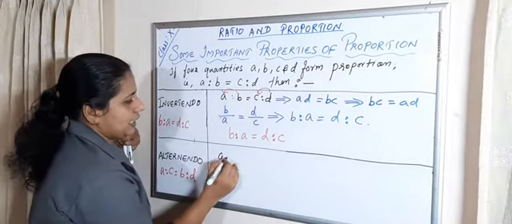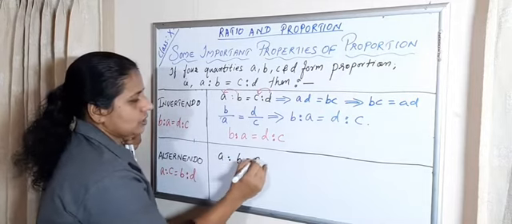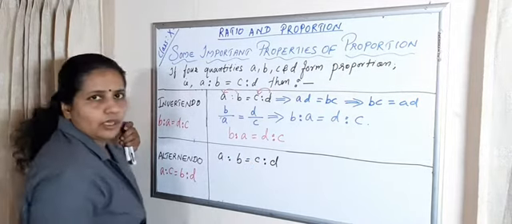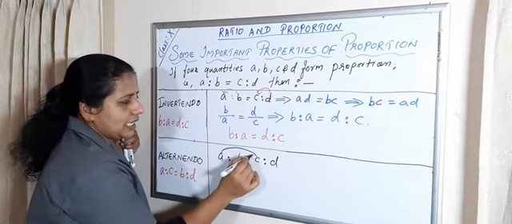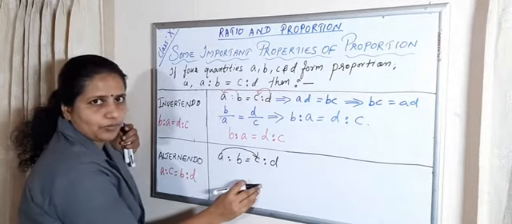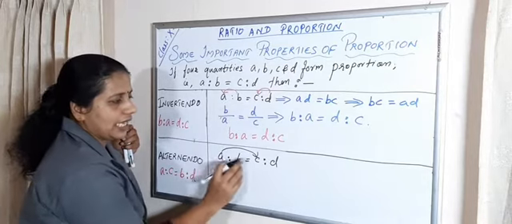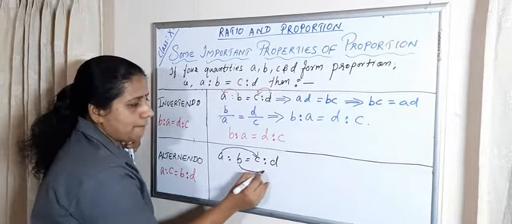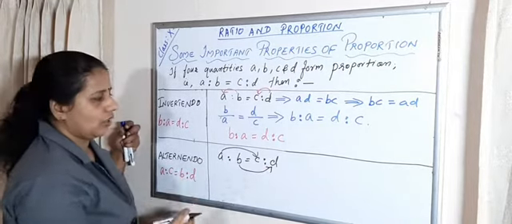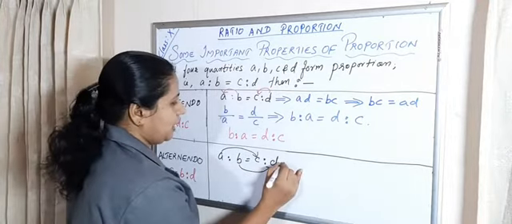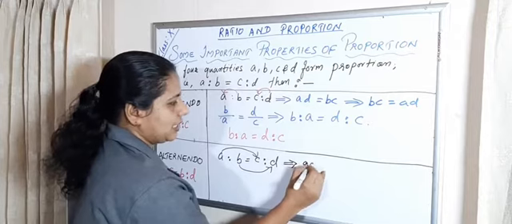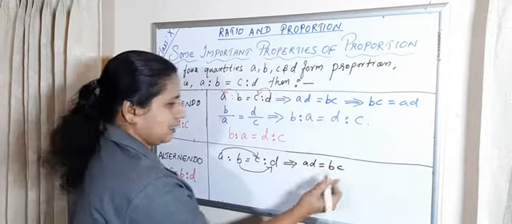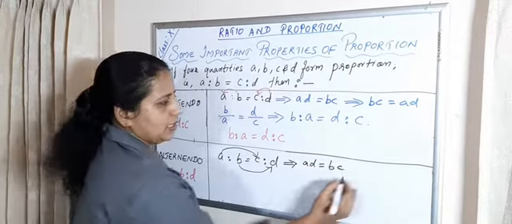So let us look here. If A is to B equal to C is to D, we are leaving one quantity and taking the next alternate value, that is A and C, B and D. I will show how to do it. A is to B equal to C is to D means AD is equal to BC.